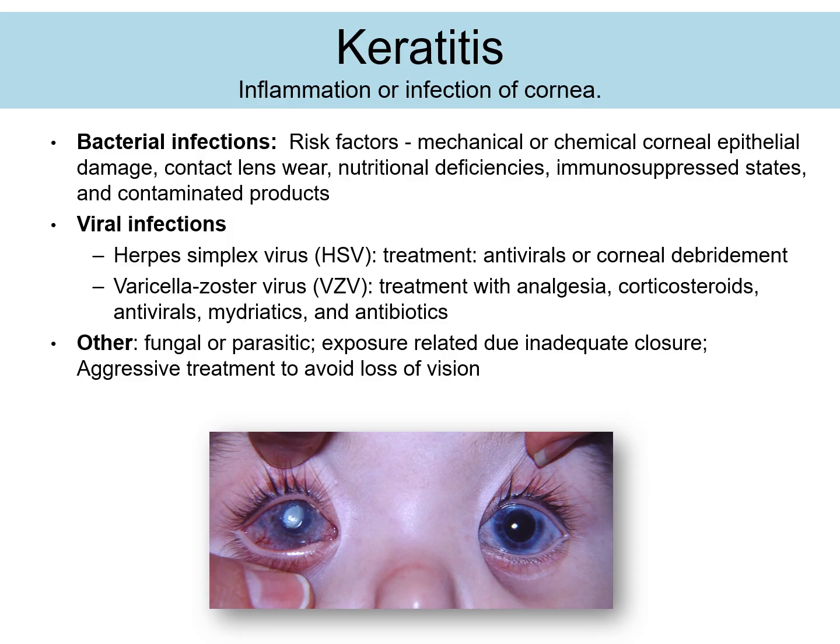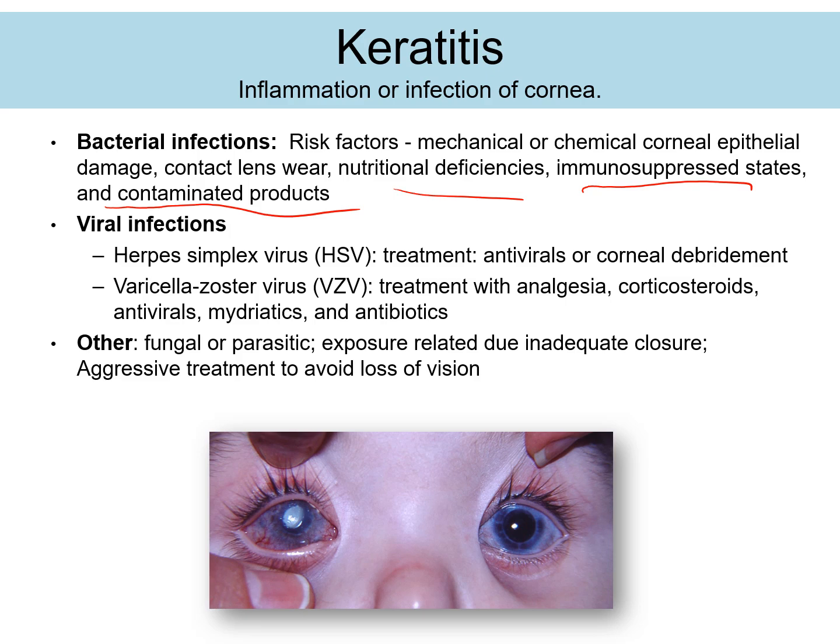So people who are at higher risk for a bacterial infection would be if they've already had some type of damage on the epithelial layer of the cornea. If you wear contact lenses, it also puts you at higher risk because bacteria can live on those lenses. Okay, nutritional deficiencies, if you're already immunocompromised, and then if you're using contaminated products such as cosmetics, anything you put near your eye. As far as viral infections, herpes simplex virus and varicella zoster virus, we'll learn a little bit more about those later. Again, we usually either treat this by the symptoms or with antivirals if appropriate.